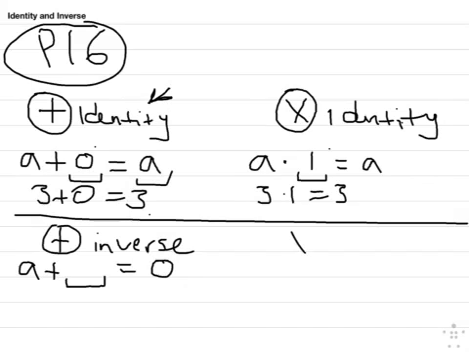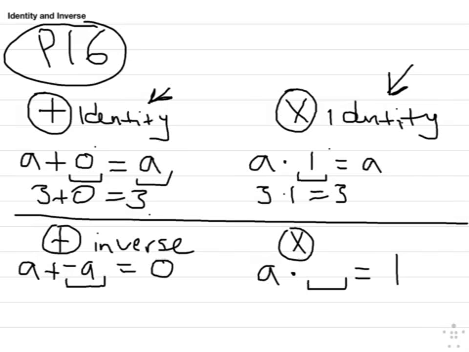For multiplication, we'll do an example in a second. For multiplication, we're going to have A, not plus, but times some number gives us what? Do we want A? No. Do we want 0? No. We want the multiplicative identity, and that's 1. So let's go back to addition. With addition, A plus what is 0? Well, the opposite number. A plus negative A gives us 0. Let's do an example. 3 plus negative 3 equals 0, the additive identity. So the inverse gives us the identity.